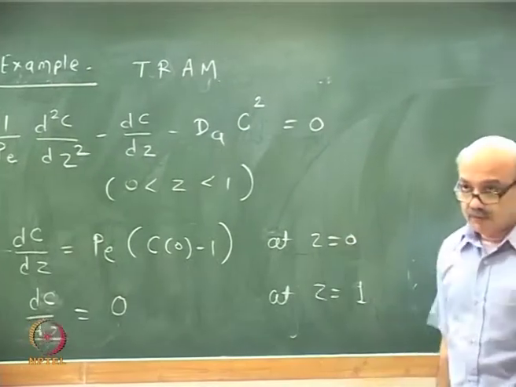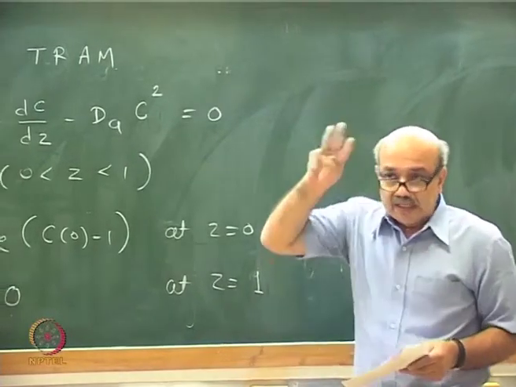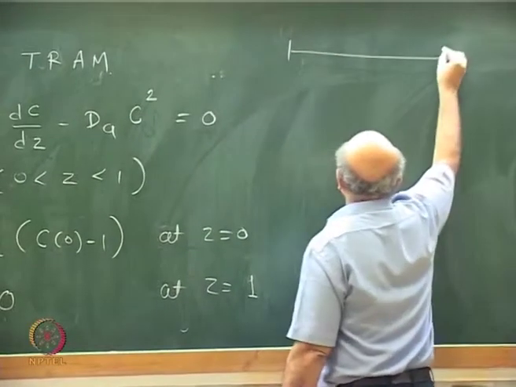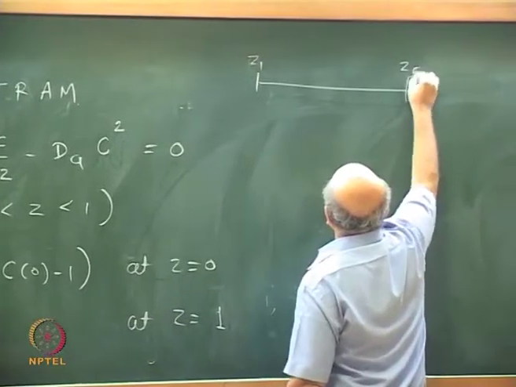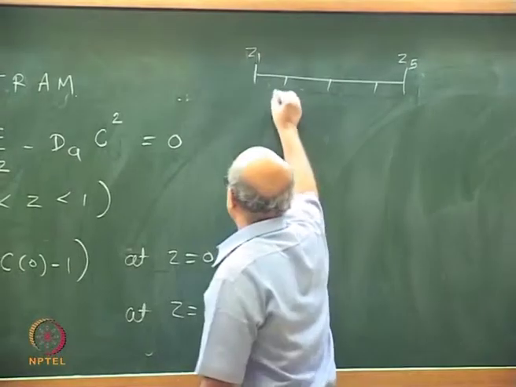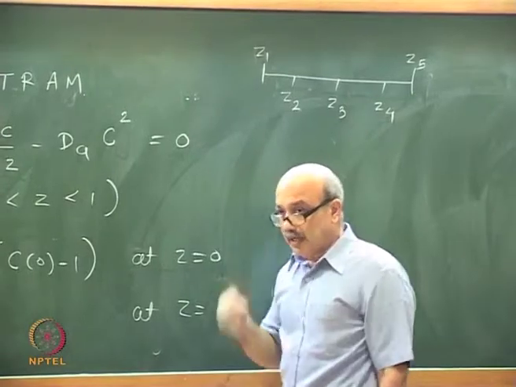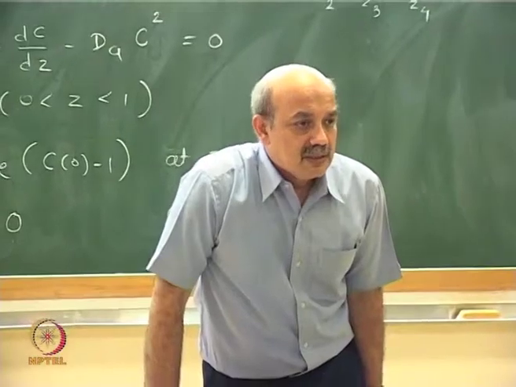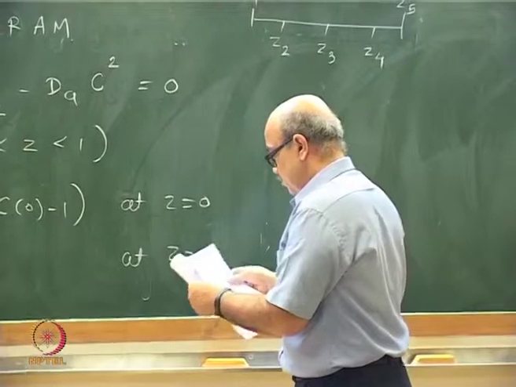So this is my problem. This I want to discretize. Let's say I have chosen 3 internal points, so I'm going to do a very simplistic solution. This is my Z1, this is my Z5. I have 3 collocation points: Z2, Z3, Z4. I have taken the collocation points at the roots of the third order shifted Legendre polynomial.